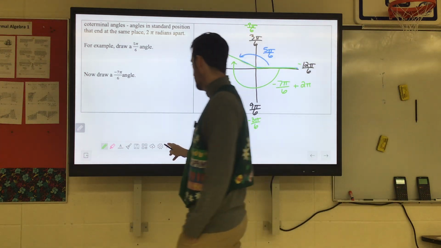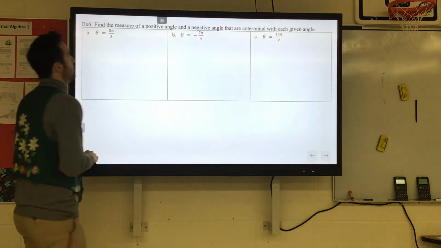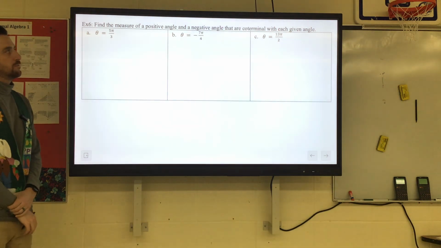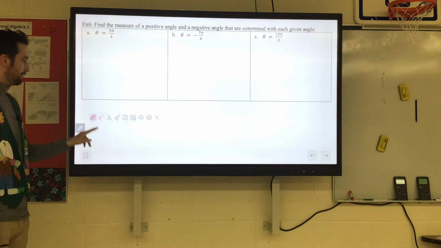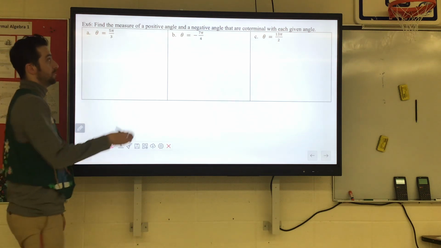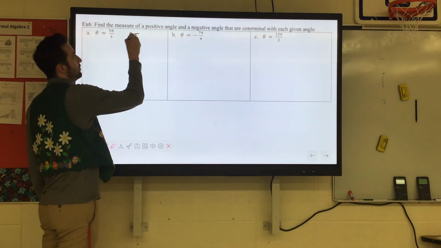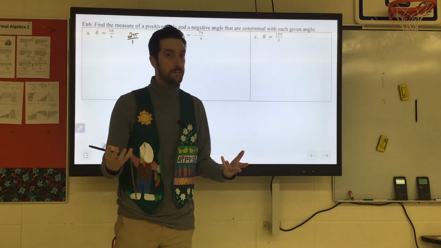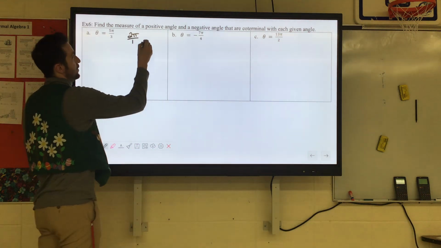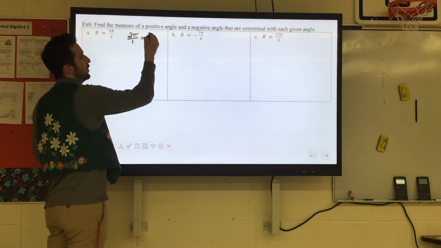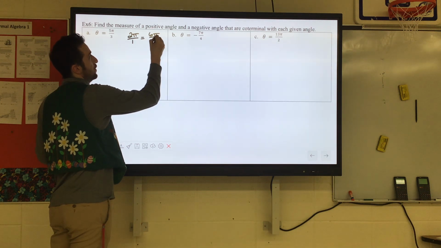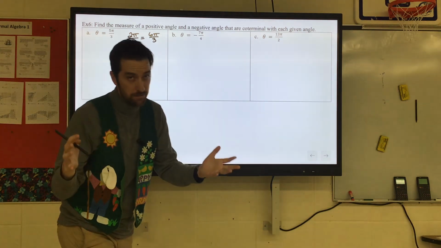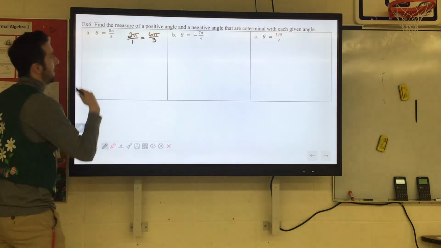We're going to practice adding and subtracting 2 pi's. Find the measure of a positive angle and a negative angle that are coterminal with each given angle. Now here's what I like to do when I'm doing these myself. I say 2 pi over 1, but we're going to be adding and subtracting fractions, and you have to have that common denominator. So if we're dealing with thirds on this first one, you just multiply them by 3. So one full rotation here would be 6 pi over 3. Again, that simplifies to 2 pi. So we're going to add and subtract that.